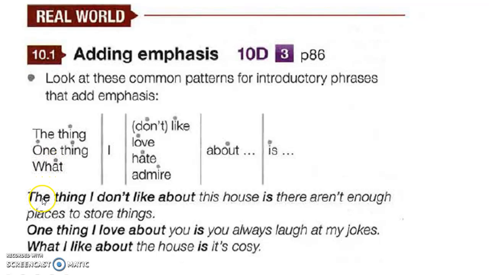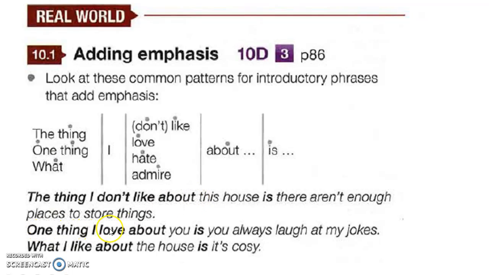So let's take a look at the examples that we have here provided by the book. So the thing I don't like about this house is, and then after all these expressions, what we use is a new clause, a new sentence, right? As you can see, there aren't enough places to store things, right? So you can see that this is a whole new sentence, a totally new clause that you're going to add to your previously constructed expression.